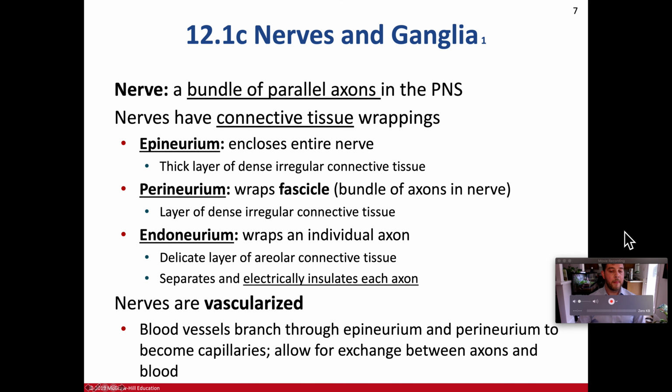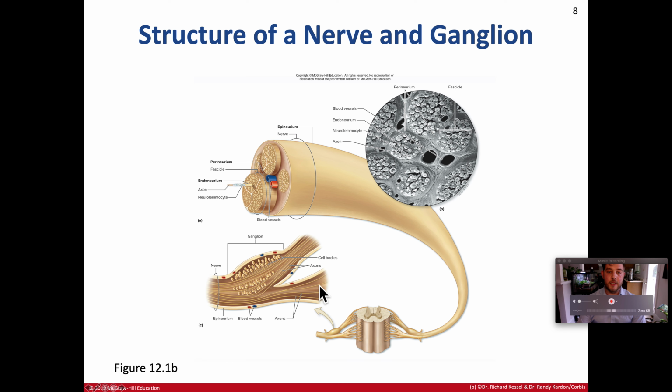Okay. Here is the basic structure of a nerve. You can see this epineurium wrapping all around it. You can see the perineurium defining your fascicles, and this endoneurium wrapping around each one of the axons. There are a couple other things in here that we'll get into in a few slides.